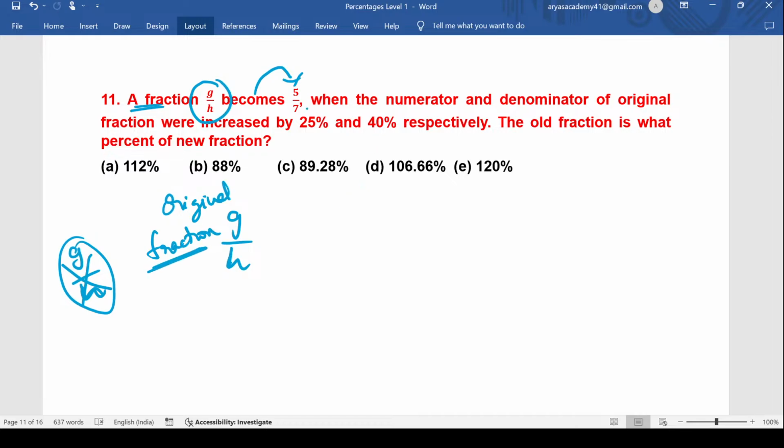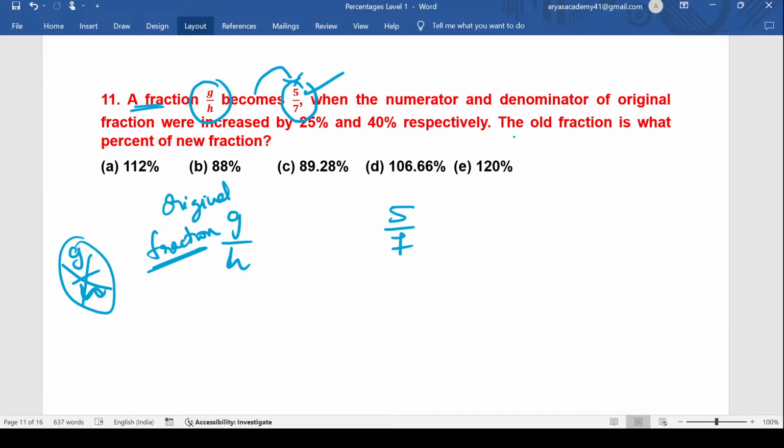But it becomes, means it is a result. We have done something, and as a result, g by h has now become 5 by 7. Initially, the value we don't know, that is why we are considering it to be g by h. But later on, g by h became 5 by 7. So we would have added, subtracted, multiplied, divided, etc. Some arithmetical operation has to be performed to change the value of a fraction. Here g by h is the original fraction, but after performing certain arithmetical operations, it became 5 by 7.